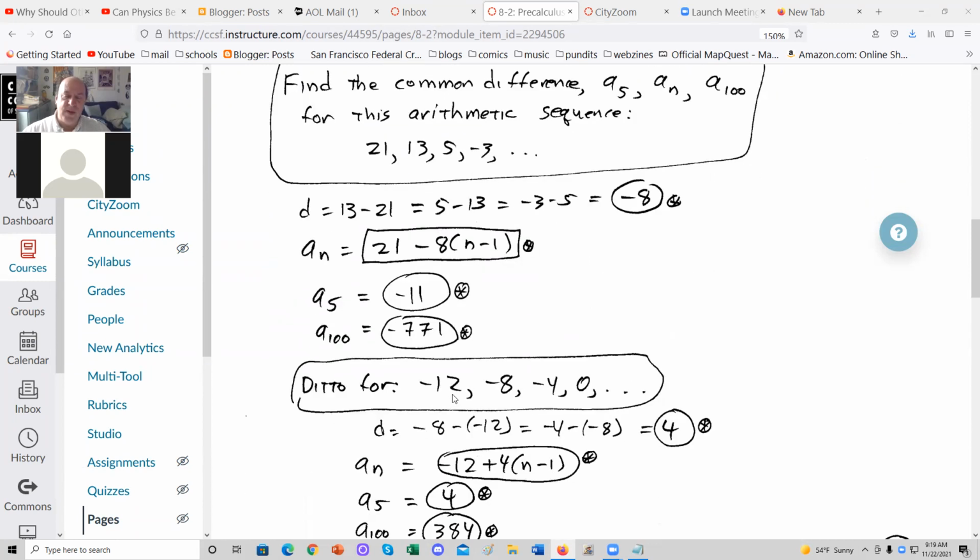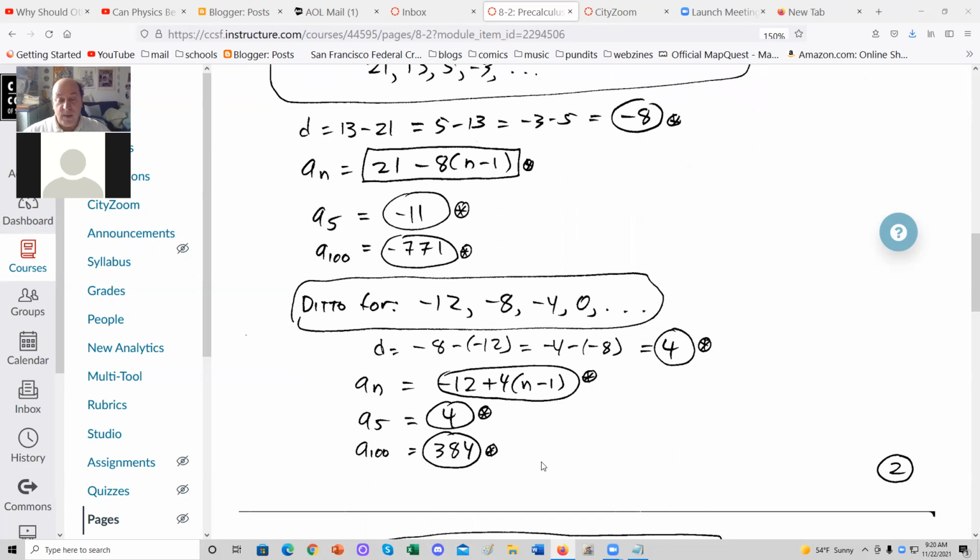Let's do the same thing for this sequence, starting at -12 and going -8, -4, 0, and so on. All right, well, if you take -8 minus -12, that's 4. -4 minus -8 is 4. 0 minus -4 is 4. Each one is 4 bigger than the one preceding. That starts at -12. So we have -12 plus 4 times n minus 1. So plugging in 5 for n, you get 4. Plugging in 100 for n, you get 384.